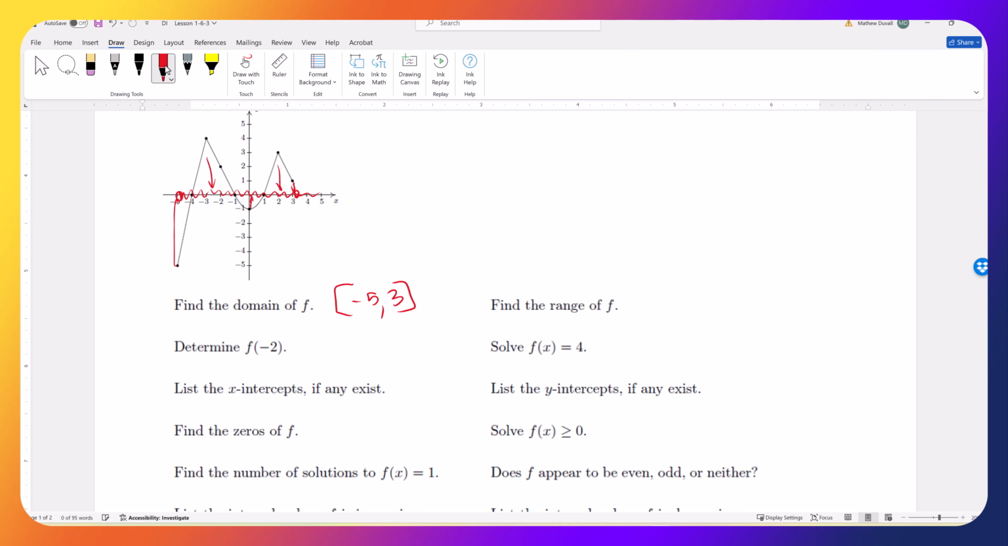And because they are closed circles, we know that we are going to have brackets. And then I'll clean that up a bit. Find the range, same idea, but now we're doing that. Everything's projected. So it's all solid. There's no gaps or anything. And so that's going to be from -5 to +4.